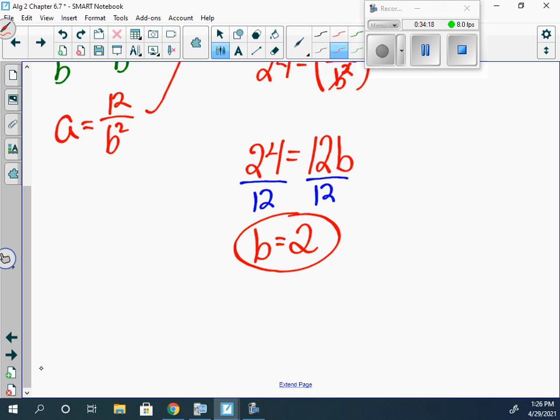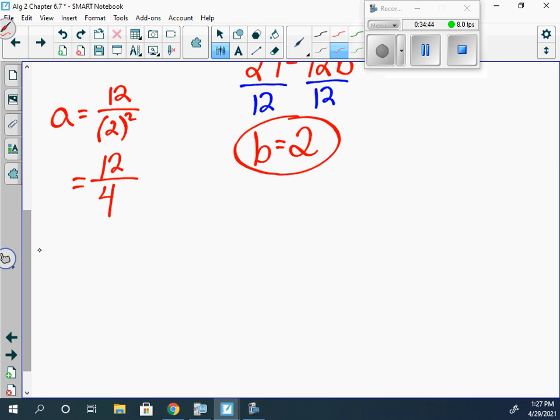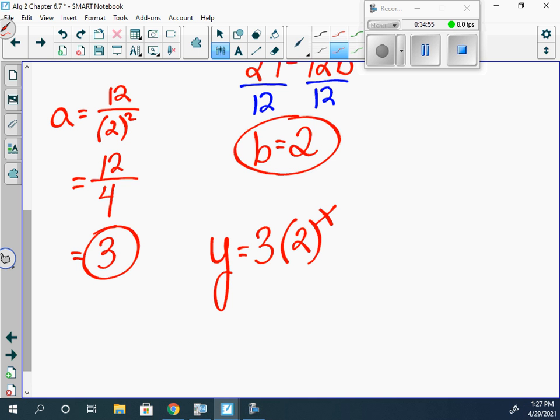So we're just missing one part: the value of a. We've got to plug it back in and solve for a. A is equal to 12 over 2 squared. Well, 2 squared is 4, and 12 divided by 4 is 3. So the value of a is 3, the value of b is 2, and it is 3 times 2 to the x.